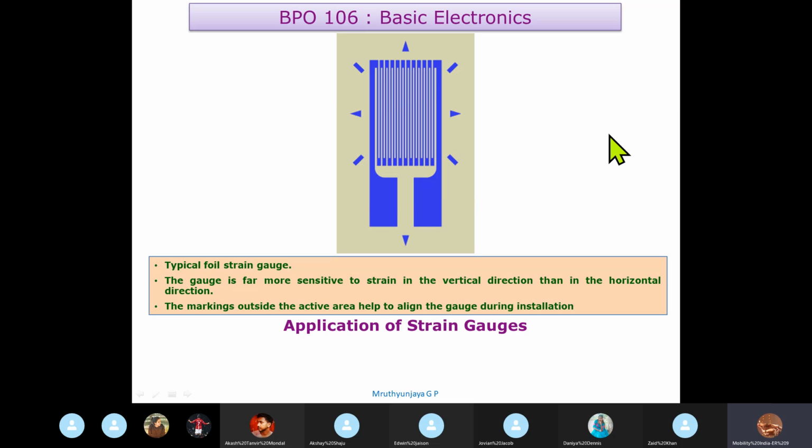A typical application of strain gauges is what are called load cells. I'll explain them further.